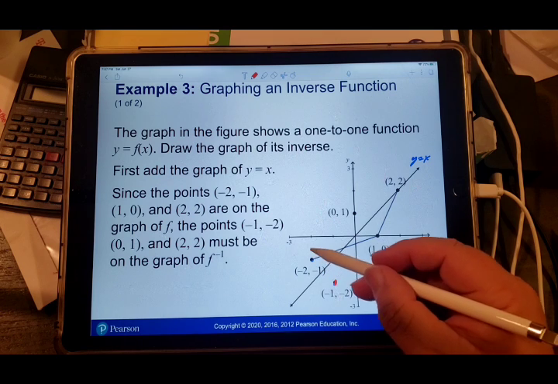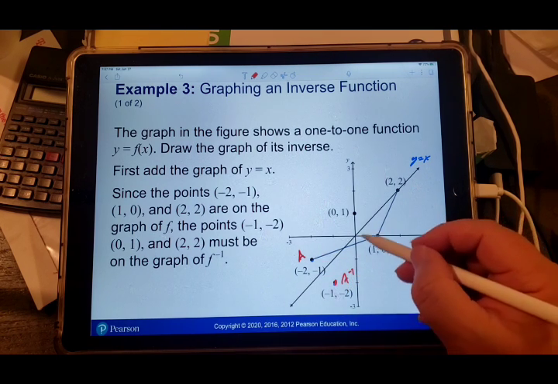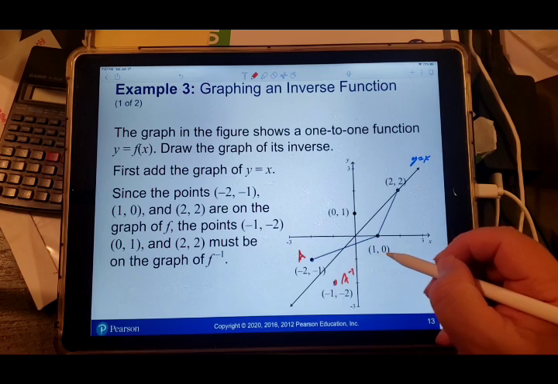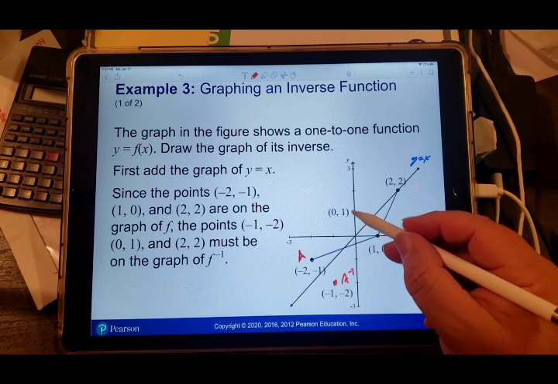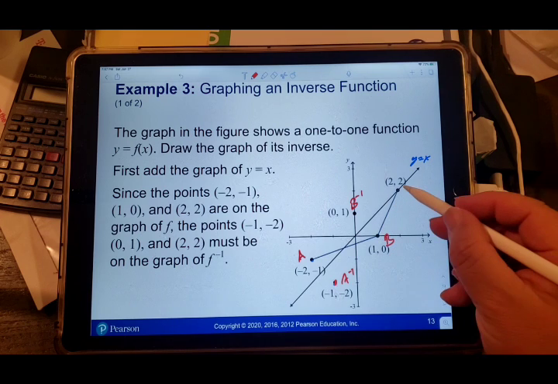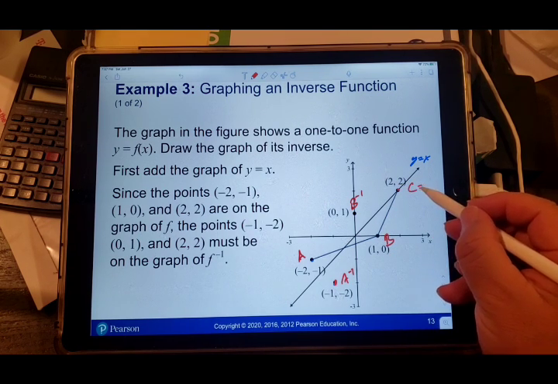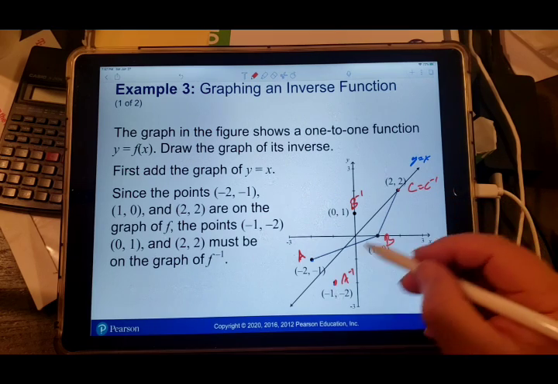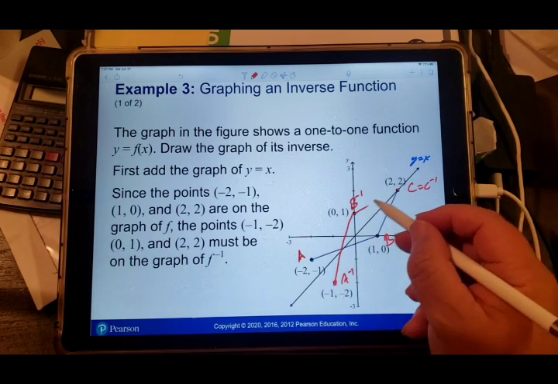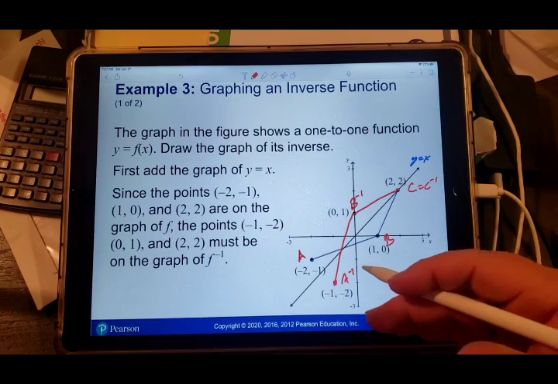It'll take this point, I'll call it A, and make it A inverse. This point, (1, 0), is now (0, 1). So if this is B, this is B inverse. If that's C, switching them would give you the same thing. So C and C inverse are the same points. If I connect those together, I will get the graph of the inverse function.